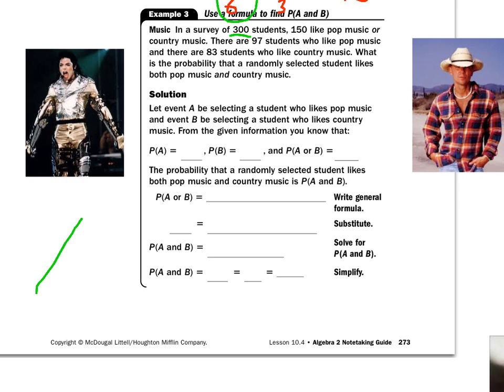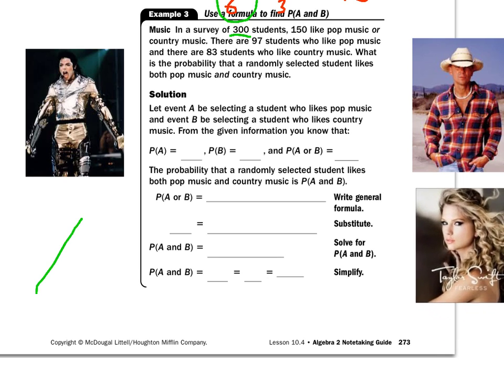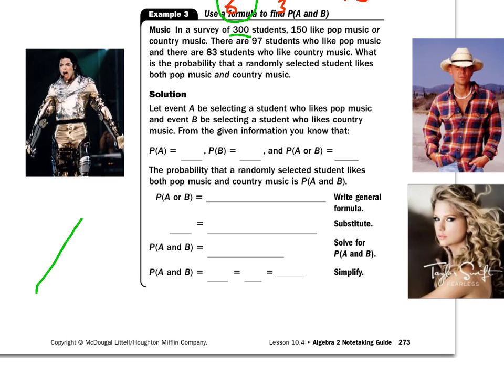What is the probability that there are 97 students who like pop music, and there are 83 students who like country music. What is the probability that a randomly selected student likes both pop and country? And we're talking about both. I don't know. My best guess is Taylor Swift, but you guys probably have a better idea than I do.